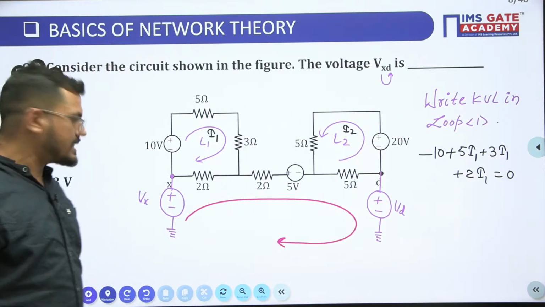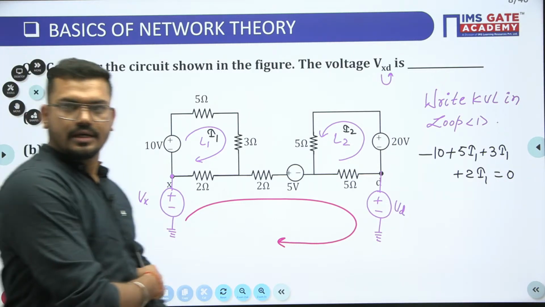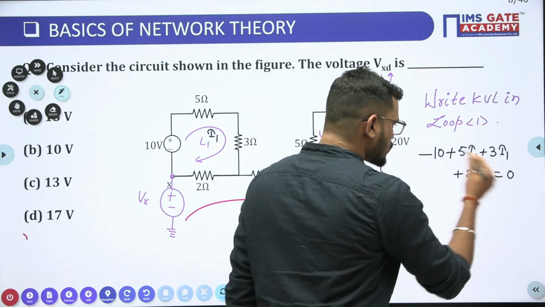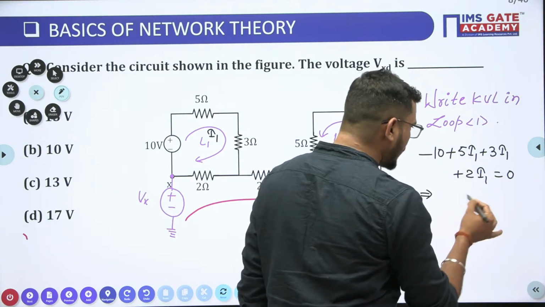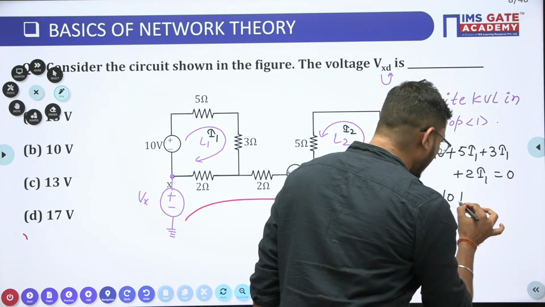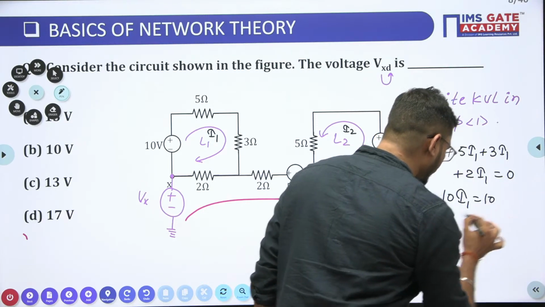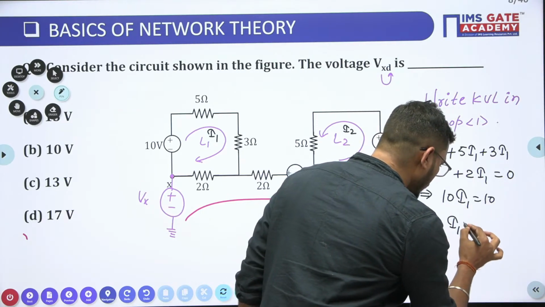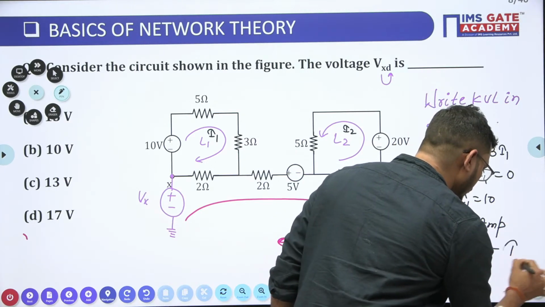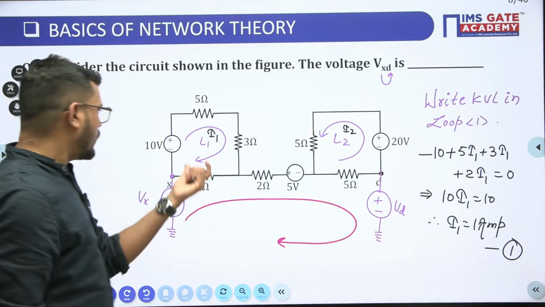Krishna is saying yes, it's correct. Very good, Krishna. So from here we can find the value of I1. 5 plus 3 is 8, plus 2 is 10. So 10 times I1 is equal to 10. Therefore I1 is equal to 1 ampere, guys. This is very correct for this loop.